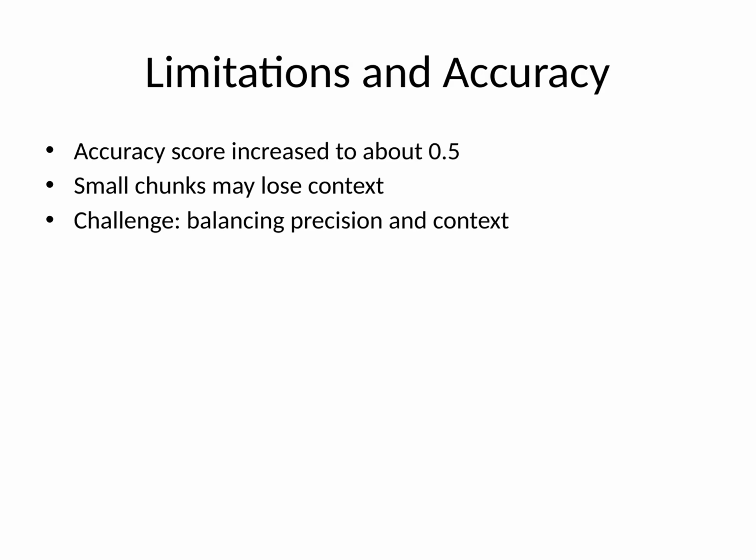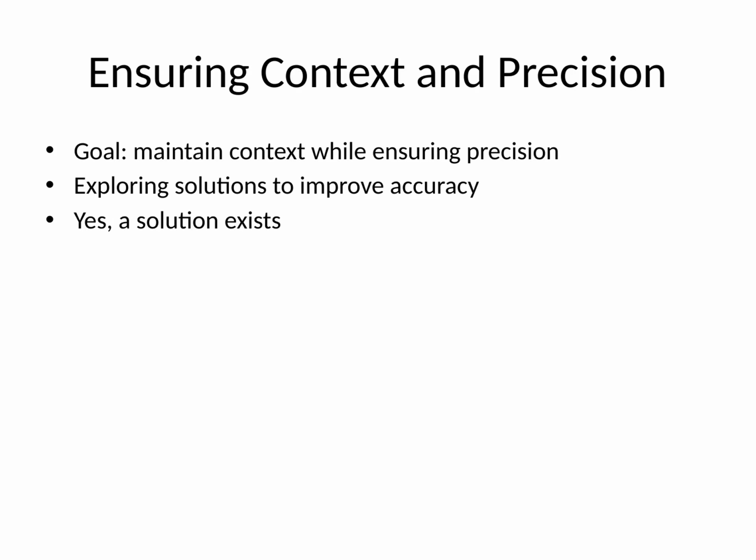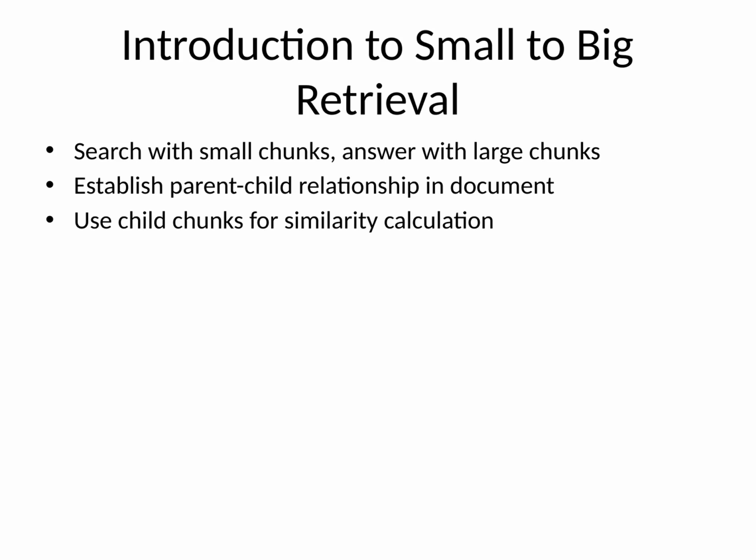Despite improvements, testing showed that accuracy only increased to about 0.5. Small chunks can lose context, posing a challenge in balancing retrieval precision and complete context. The goal is to maintain context while ensuring precision. We are exploring solutions to improve accuracy, and indeed, a solution exists. Let's explore the concept of small to big retrieval.